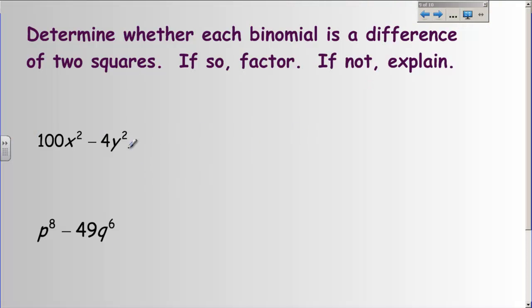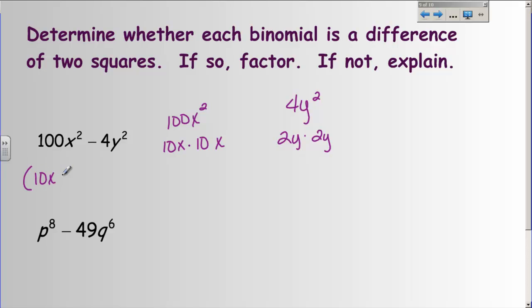So the next one. Again, we're going to decide if it is a difference of two squares, and if so, we're going to factor it. So pause the video for just a second, test this one, decide if it's a difference of two squares or not, and then come back. So 100x squared is a perfect square because 10 times 10 gives me 100, and x times x gives me x squared. So there are my two factors. 4y squared is also a perfect square because 2 times 2 gives me 4, and y times y gives me the y squared. So this one is a difference of two squares. The factors are 10x plus 2y and 10x minus 2y.